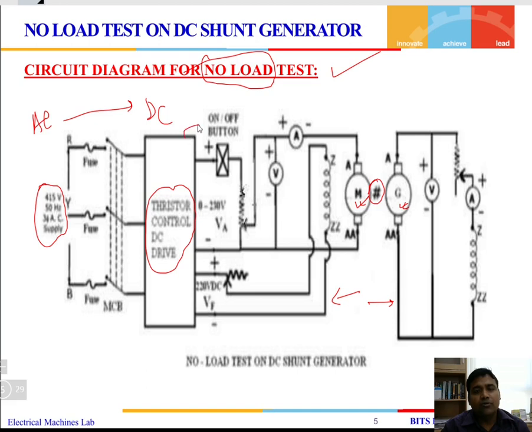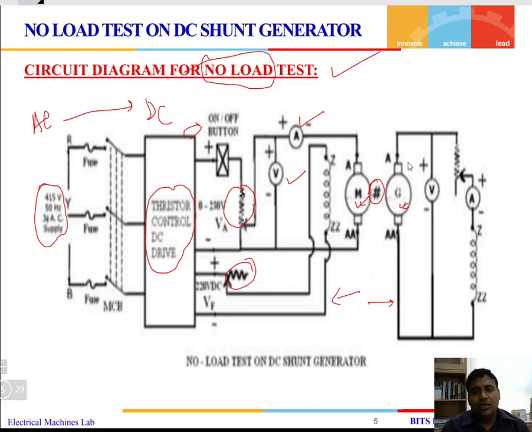So the output from here will come to DC supply. Now in the motor you have to measure the current using an ammeter, voltage using a voltmeter, and this rheostat is there to vary the supply. This rheostat is there to vary the field excitation.